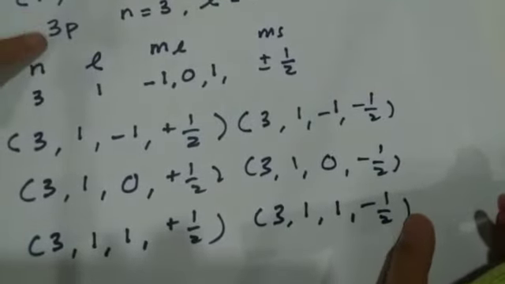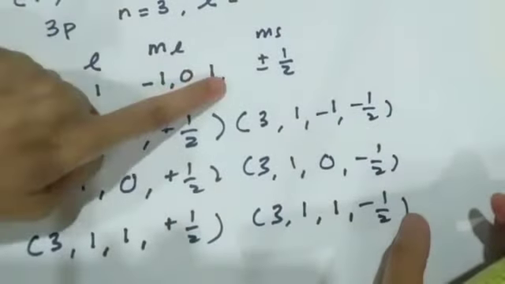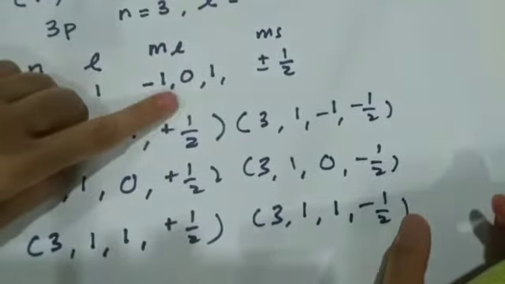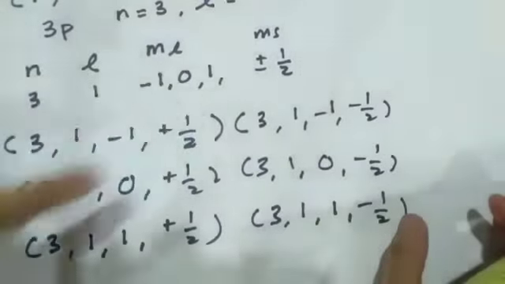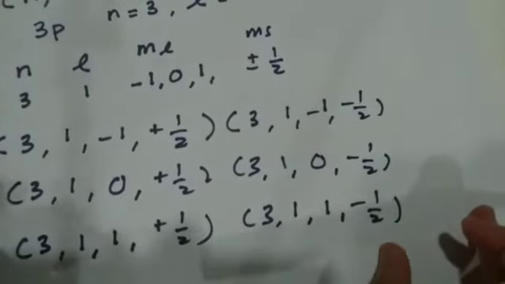So for the 3p orbital, we have 6 sets of quantum numbers because 3p has 3 orbitals, and each orbital can occupy a maximum of 2 electrons, so 3 orbitals means 6 electrons. Each electron has its own set of quantum numbers, and you have to write it in brackets, separated by commas. That is why each electron has different quantum numbers.